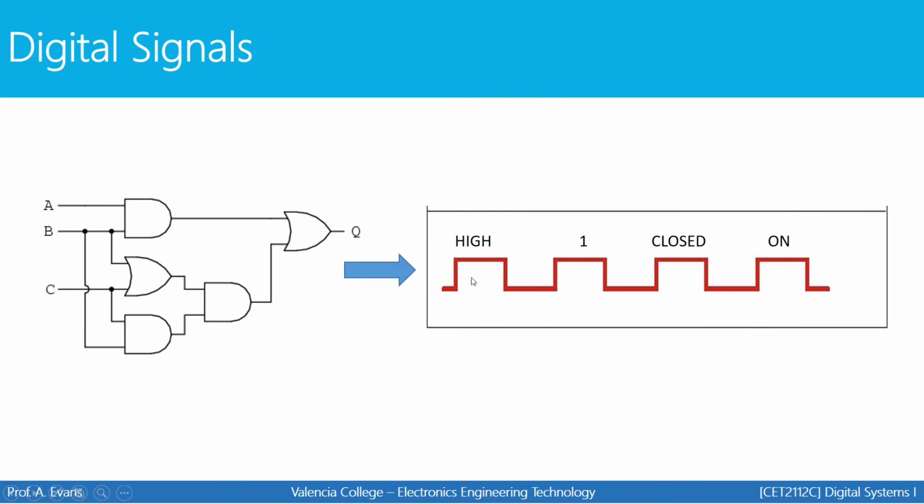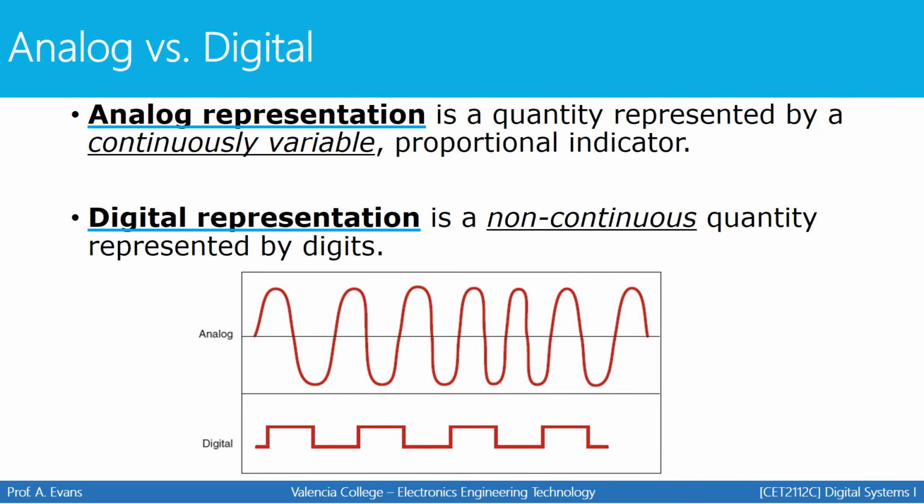So again, here are those names for the high state. So the output would be considered high, or 1, or closed, or on. Those are all interchangeable terms for the high state of a digital system. And then the low state is also called 0, open, or off. So within the context of a digital circuit, your inputs and your outputs will only have either a value of high or low. That's it. There's no in between.